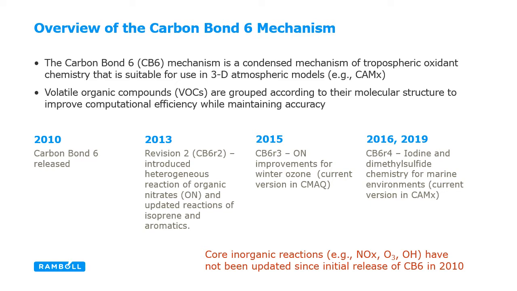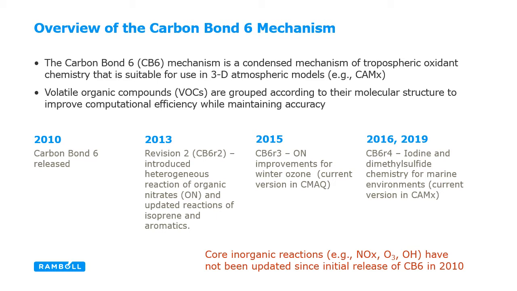Condensing the mechanism in this way makes CB6 suitable for 3D atmospheric models such as the photochemical model CMAQ, where computational efficiency is of the utmost importance. The mechanism does treat some species explicitly, when doing so is important for accurately characterizing gas phase oxidation or the production of fine particulate matter. A couple of examples of explicit species are propane, which is one of a few long-lived VOCs that are important to ozone production at regional scales, and secondary organic aerosol precursors such as glyoxal that produce SOA by aqueous phase reactions.